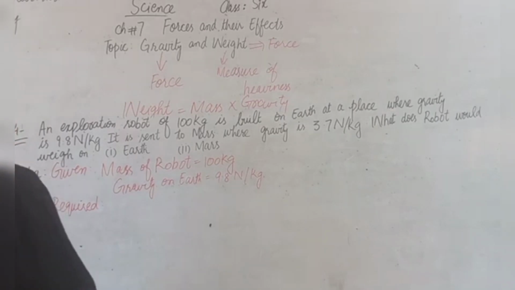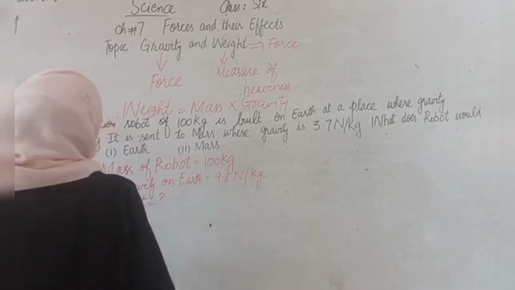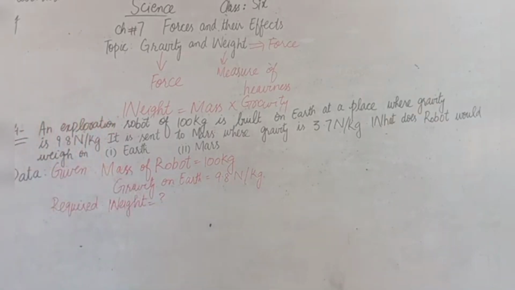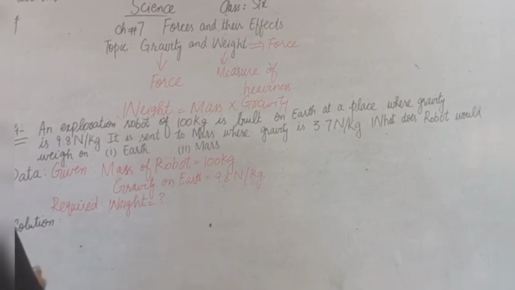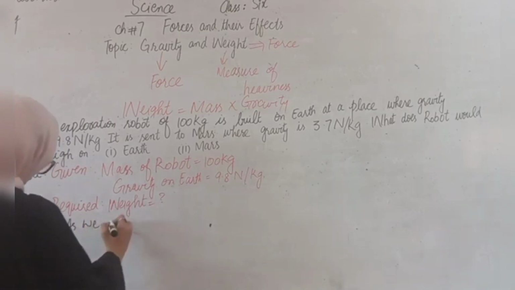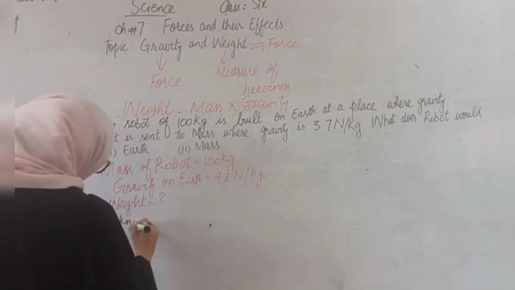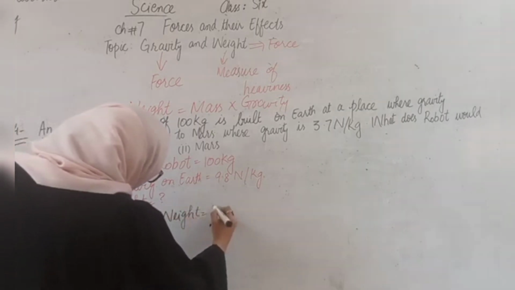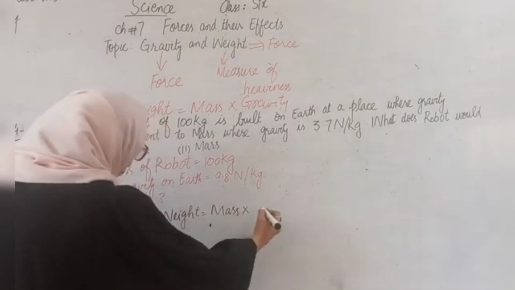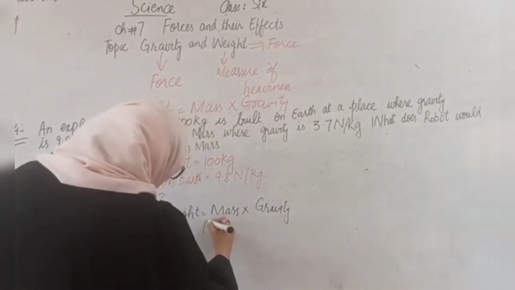Next part of data is required, and we require the weight that we don't know and we have to find. Next step is to find the weight. So we will write here solution. In solution we will write, as we know, weight is equal to mass into gravity. We will put values here, putting values.